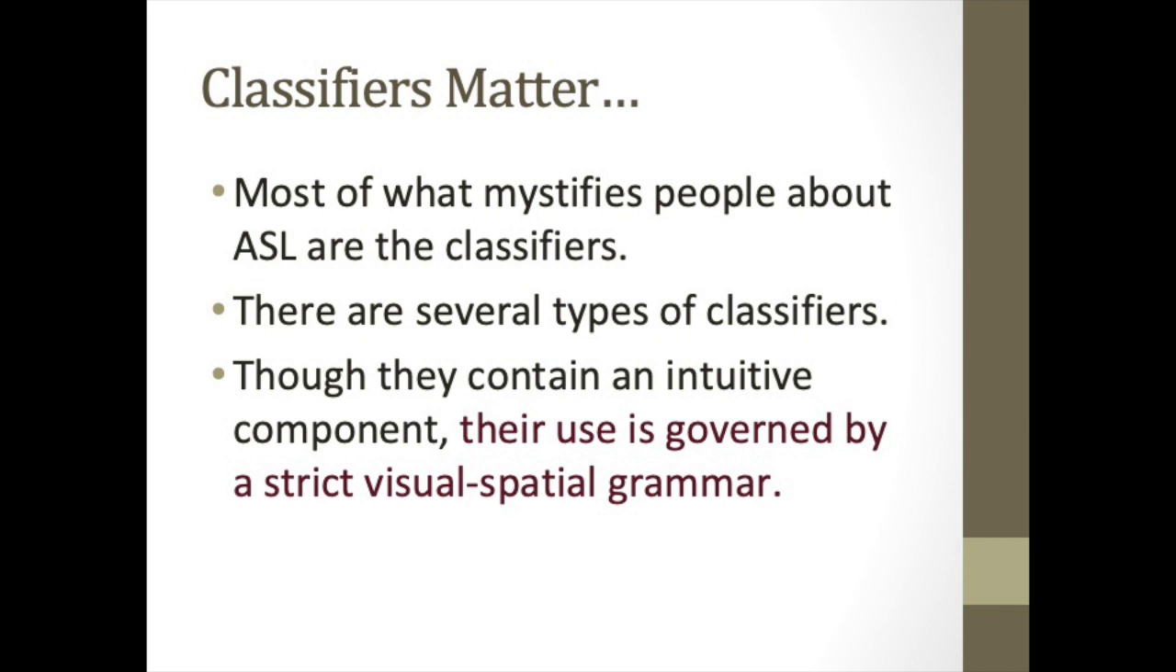Most of what mystifies people about ASL are the classifiers. There are several types of classifiers that we will investigate. Although classifiers contain an intuitive component, their use is governed by strict visual spatial grammar. That is why you can sometimes guess at a good classifier for your concept and succeed, while at other times you make a guess to convey the message and it fails. I hope that Unit 12 will improve your ability to use appropriate classifiers in the correct ways.